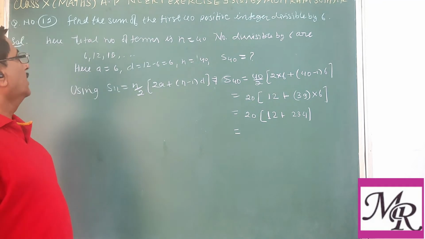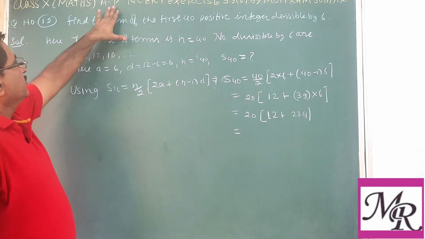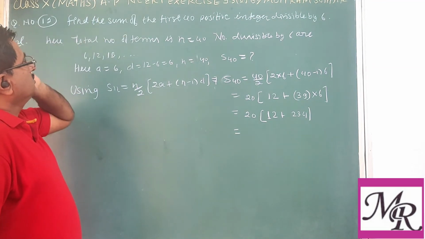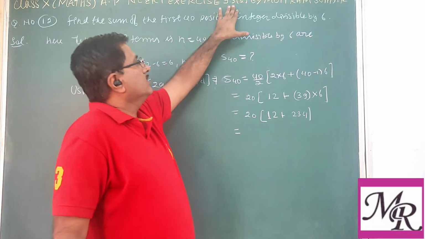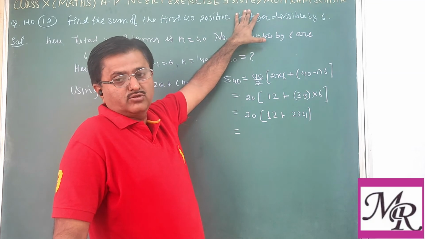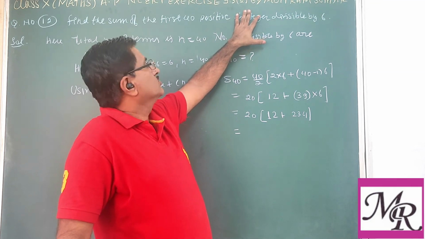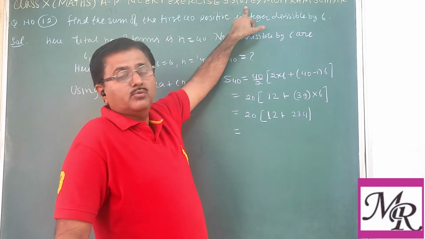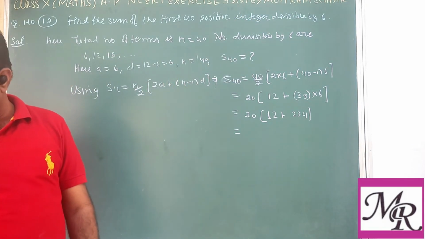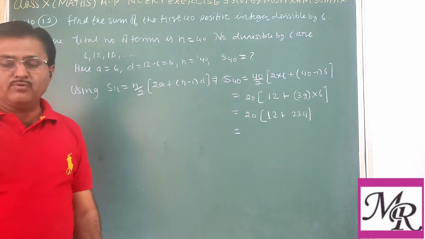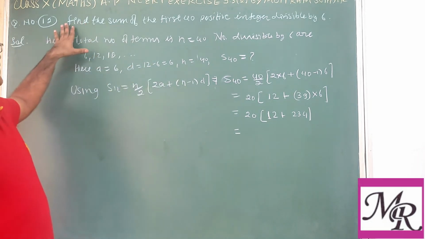Today we are taking arithmetic progression. In this we see NCERT exercise 5.3 part 2. In the first video we solved the questions of this exercise from 1 to 11. Now we are solving the questions from 11 to 12.